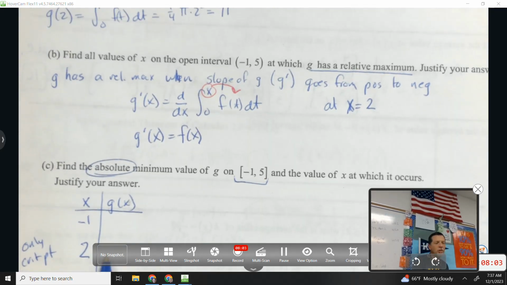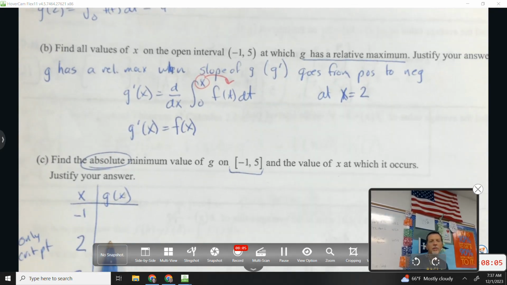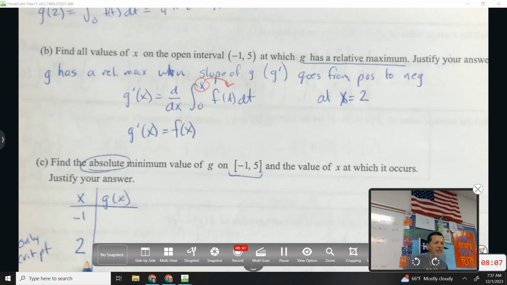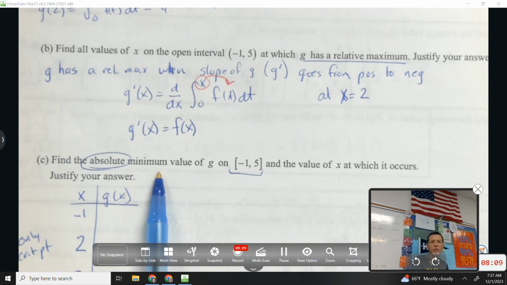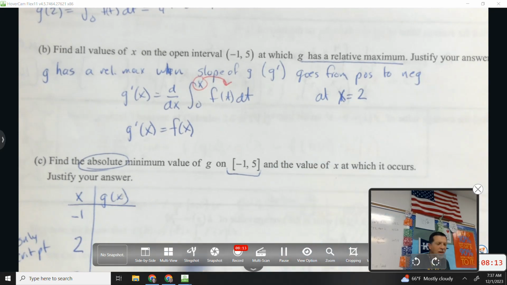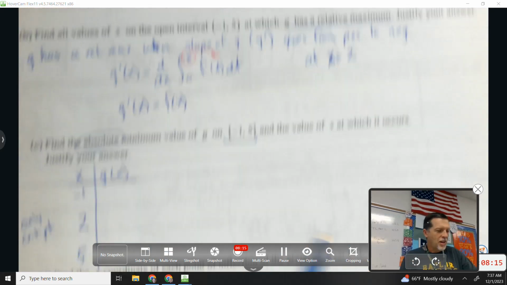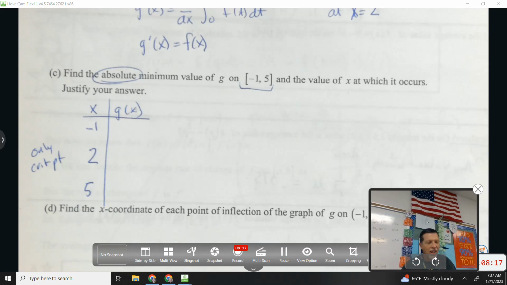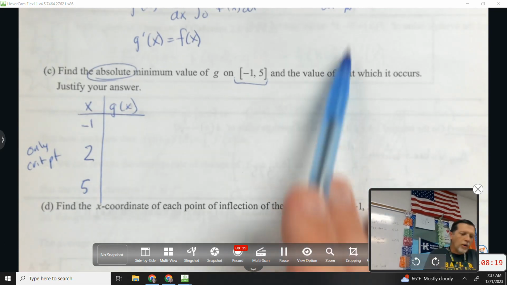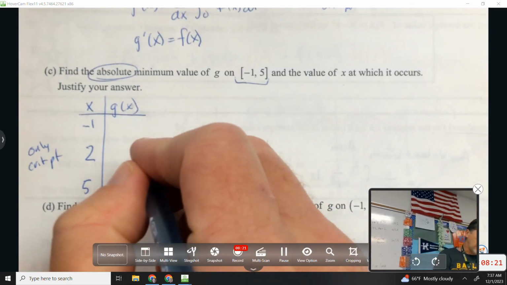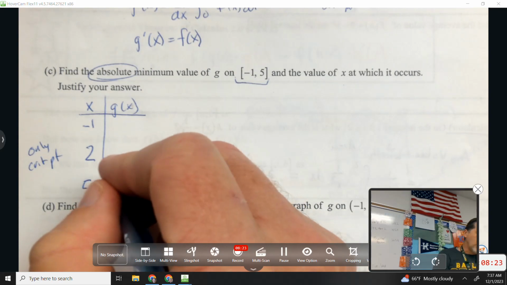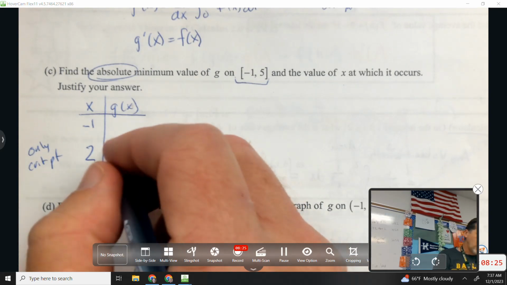If you don't check it, you need to say why. Why would I maybe not need to check x equals 2 if I'm looking for an absolute minimum? Because I already know it's a relative maximum. So yeah, it's a critical point, but you could skip checking it because you already know that it's a relative max. Now, the good news is we already found G of 2.